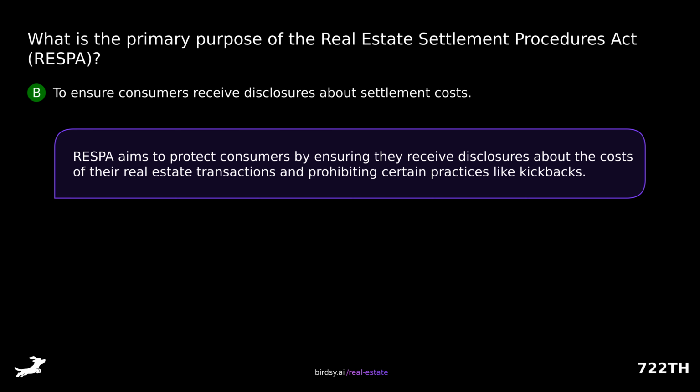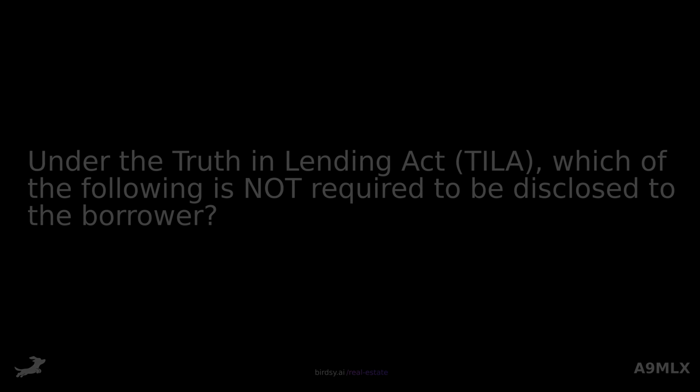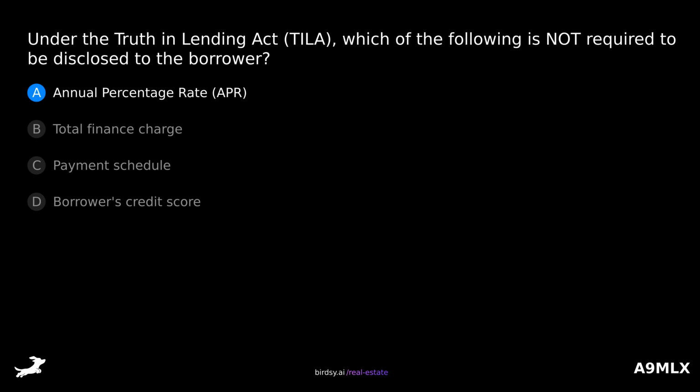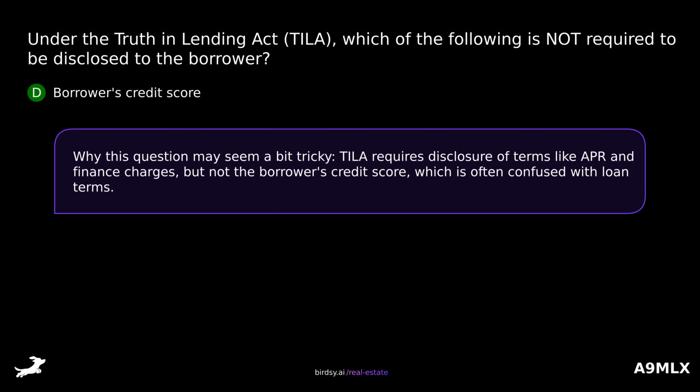RESPA aims to protect consumers by ensuring they receive disclosures about the costs of their real estate transactions and prohibiting certain practices like kickbacks. Under the Truth in Lending Act, which of the following is not required to be disclosed to the borrower? Is it A, annual percentage rate, B, total finance charge, C, payment schedule, or D, borrower's credit score? The answer is D, borrower's credit score. Why this question may seem a bit tricky. TILA requires disclosure of terms like APR and finance charges, but not the borrower's credit score, which is often confused with loan terms.